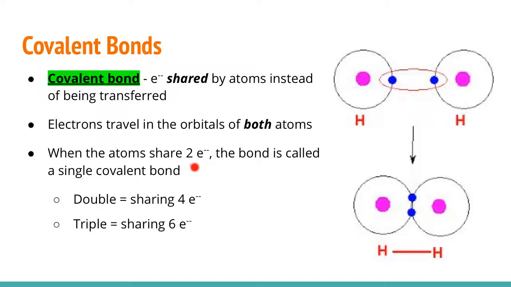And when the atoms share 2 electrons, the bond is called a single covalent bond. When it's a double or a triple, you can see that they're sharing more electrons. Here we see 2 hydrogen atoms. What these 2 hydrogen atoms are going to do is share these 2 electrons that we see in the middle, and these electrons can go around either one of those hydrogens. So they are sharing them instead of transferring them.